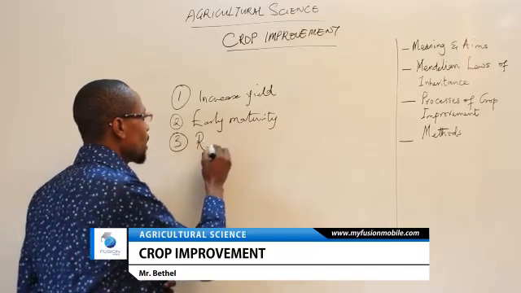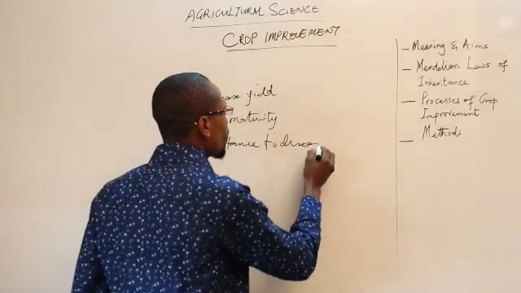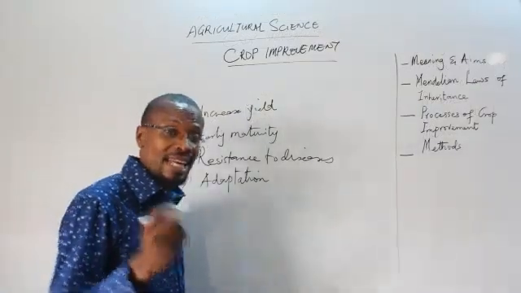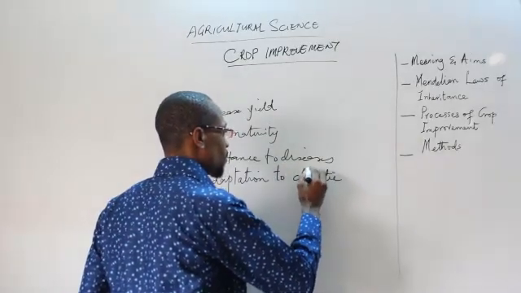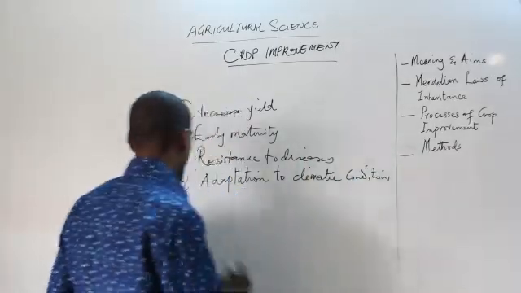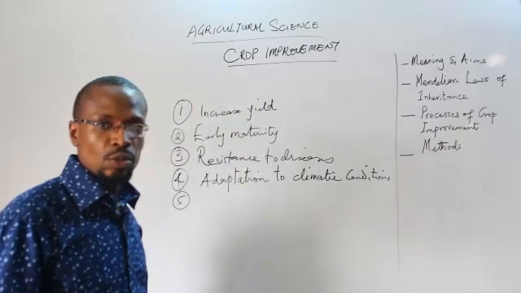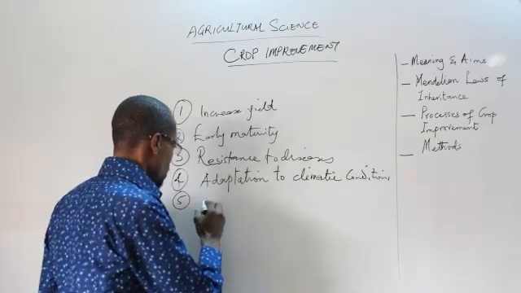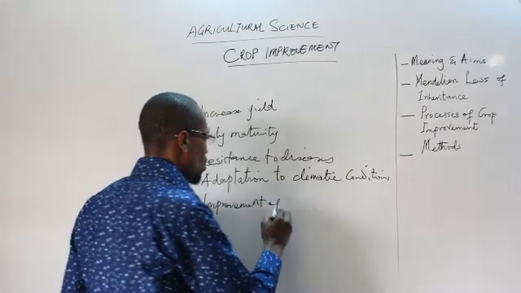Also, resistance to diseases. The fourth reason we have here is adaptation to climatic conditions. The fifth reason for wanting to improve our crops is improvement of quality.